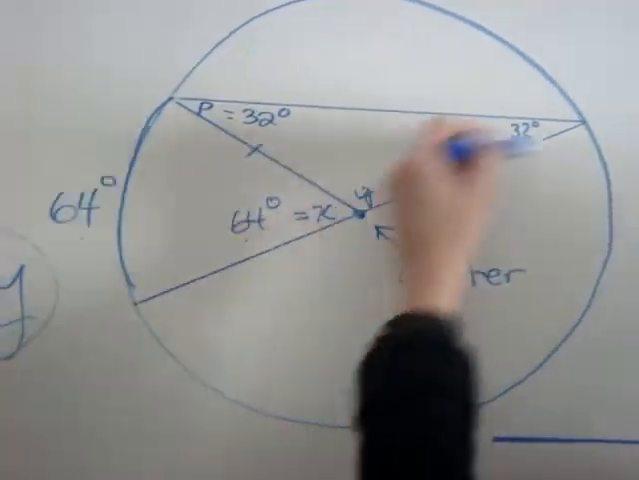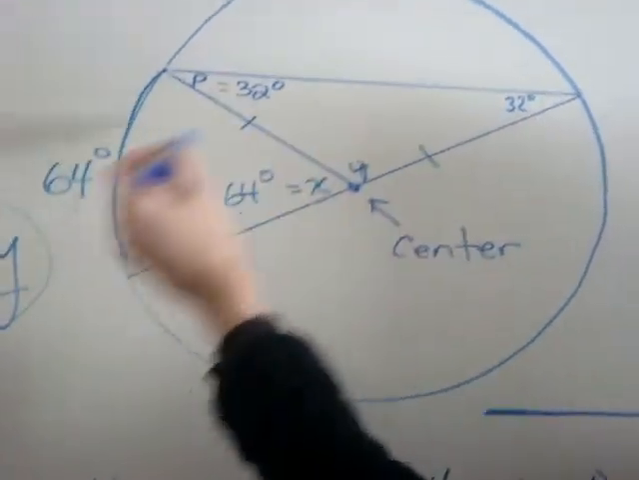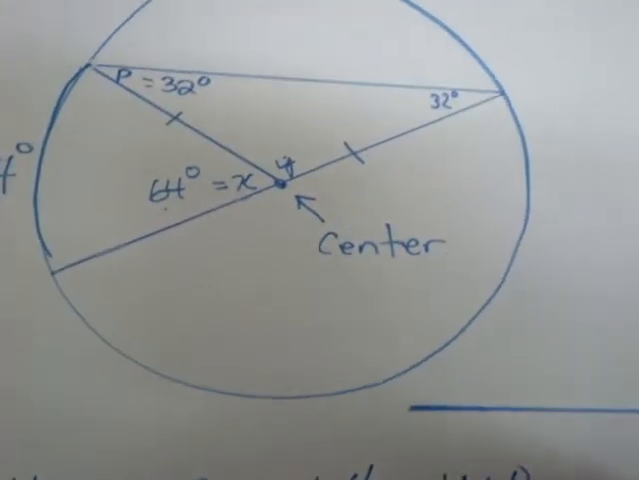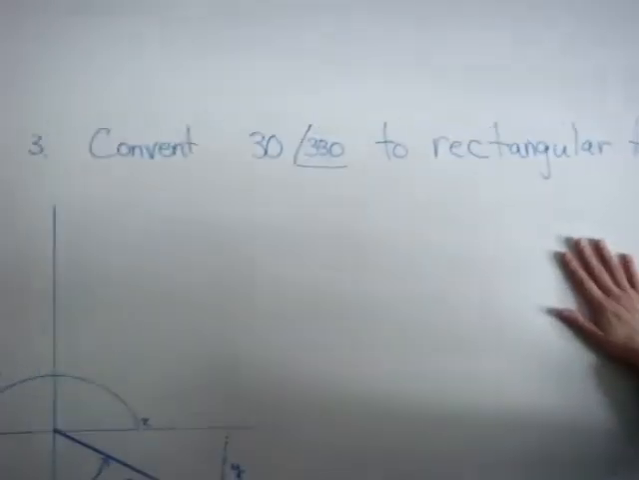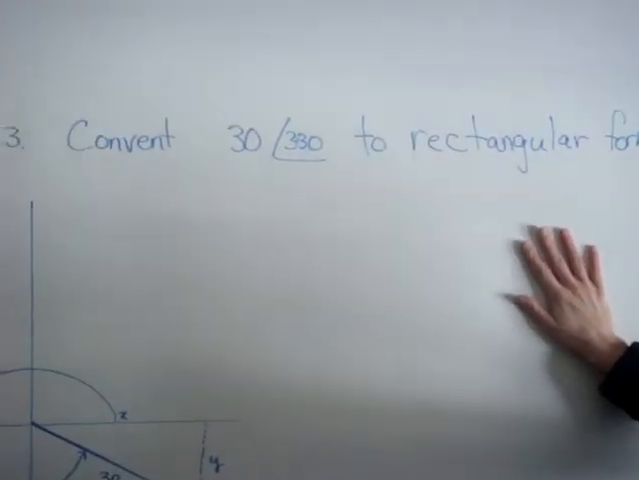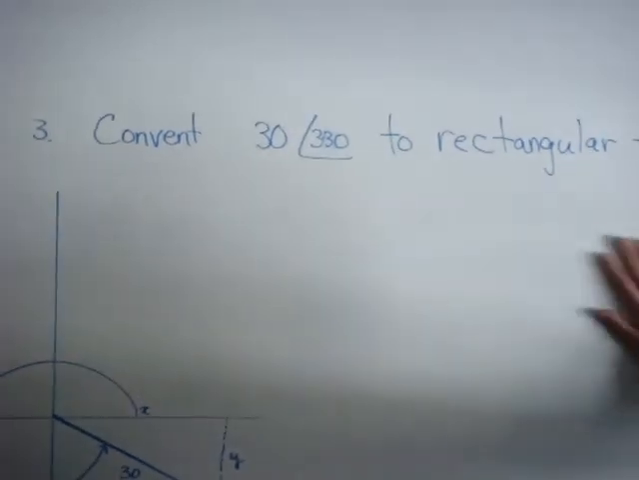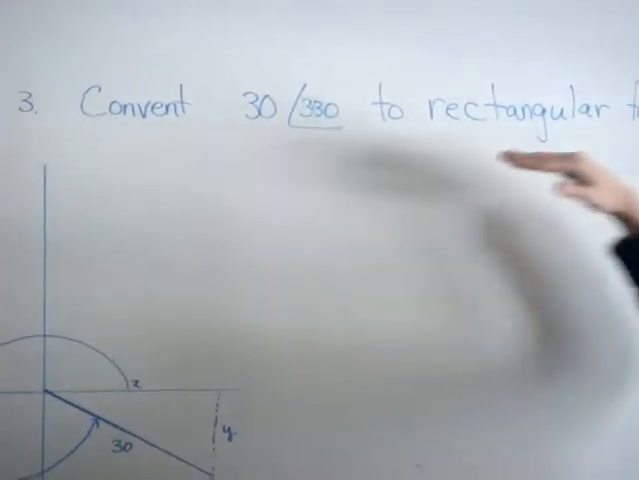This one's not bad. You just have to know that the inscribed angle, that the arc it intercepts, is twice the inscribed angle. Okay, onward. Here's another one that I found out that a lot of people don't understand how to do. This is converting polar form to rectangular form.